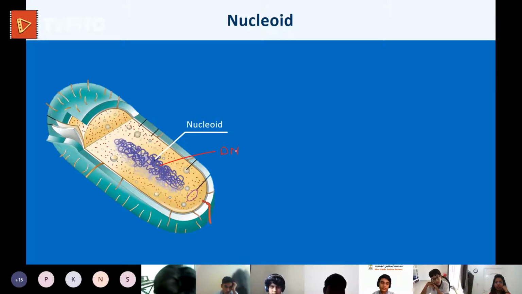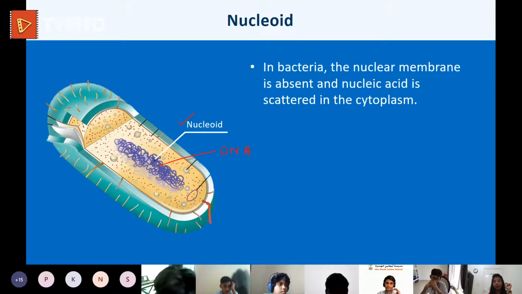It is just like chromatin, but here we will not use the word chromatin. Chromatin is the word used for the higher cell. So this is a little lower cell. We will not use the word chromatin. Instead, we will use the word nucleoid. This is a bacterial cell, okay, bacteria.